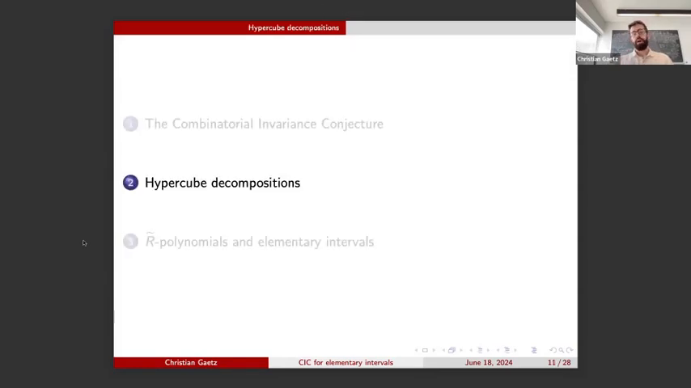Okay, so now I'm going to tell you about hypercube decompositions, which is a new conjectural approach to try to prove the combinatorial invariance conjecture that emerged a few years ago. And if there are questions in the chat, I hope somebody will interrupt me.